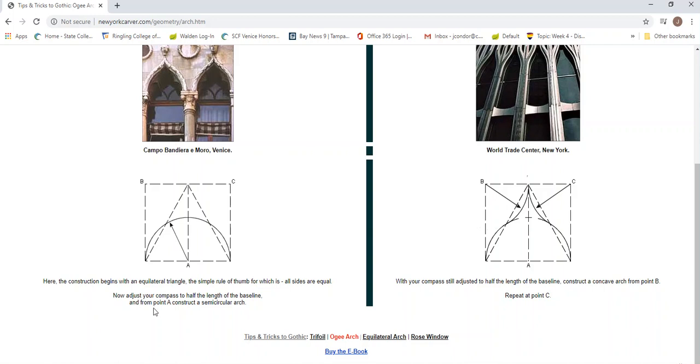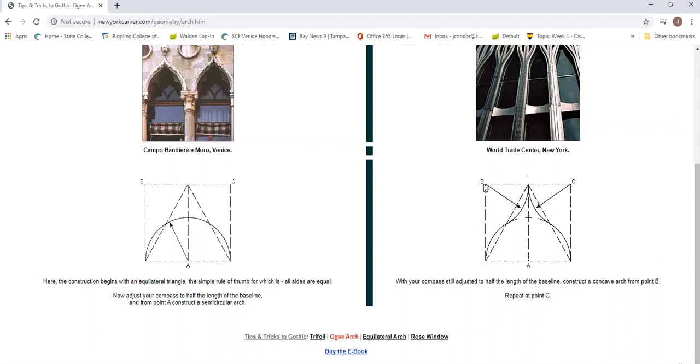Then from point A construct a semicircle. So you're going to put your compass point here and then arc it and do a half circle from here to here. And then you're going to create this first with a pencil, just box this off. That triangle, you put a little box. Your compass point will go here, and then you'll arc it down here to create this top part.